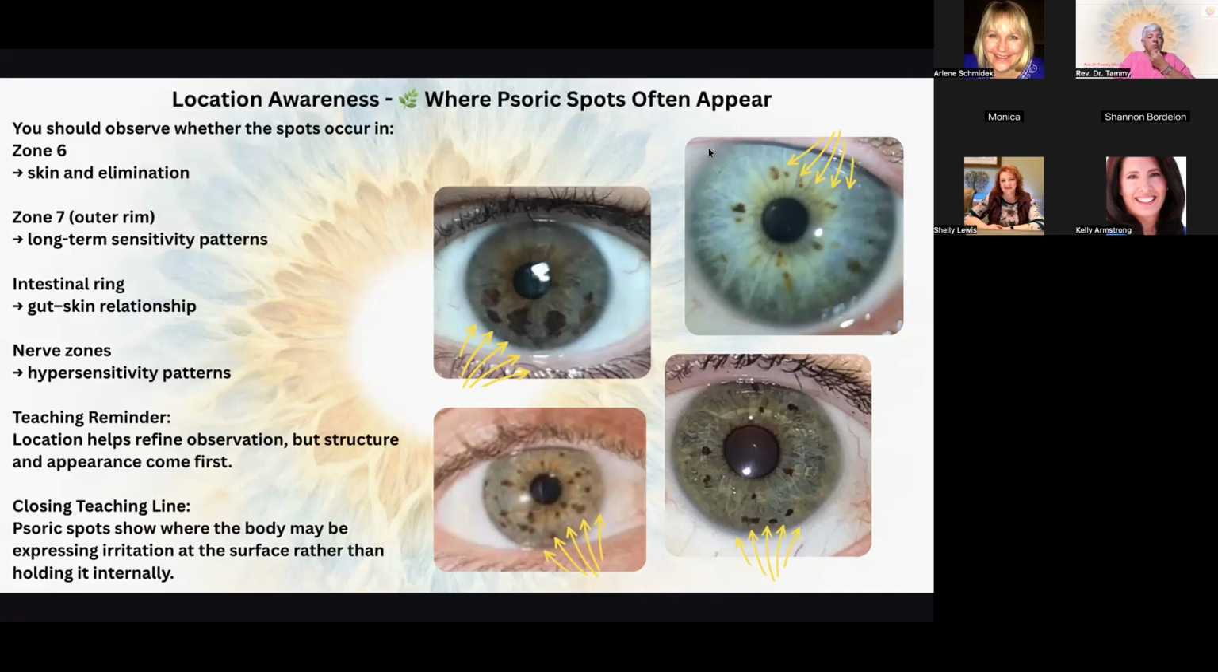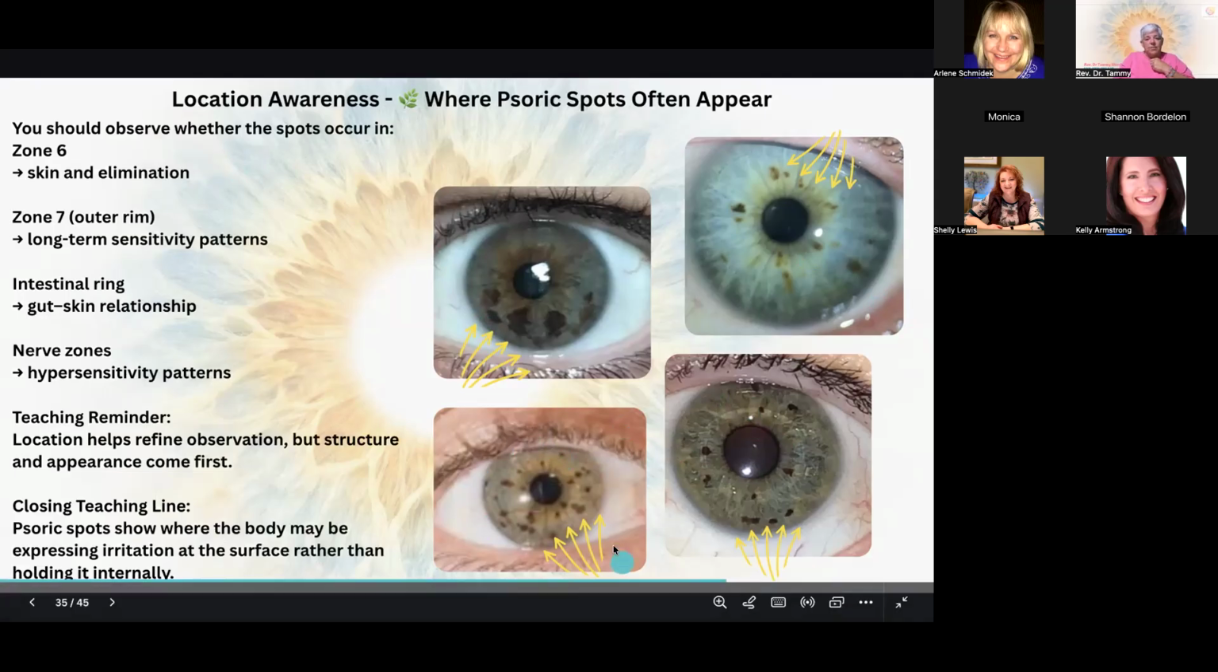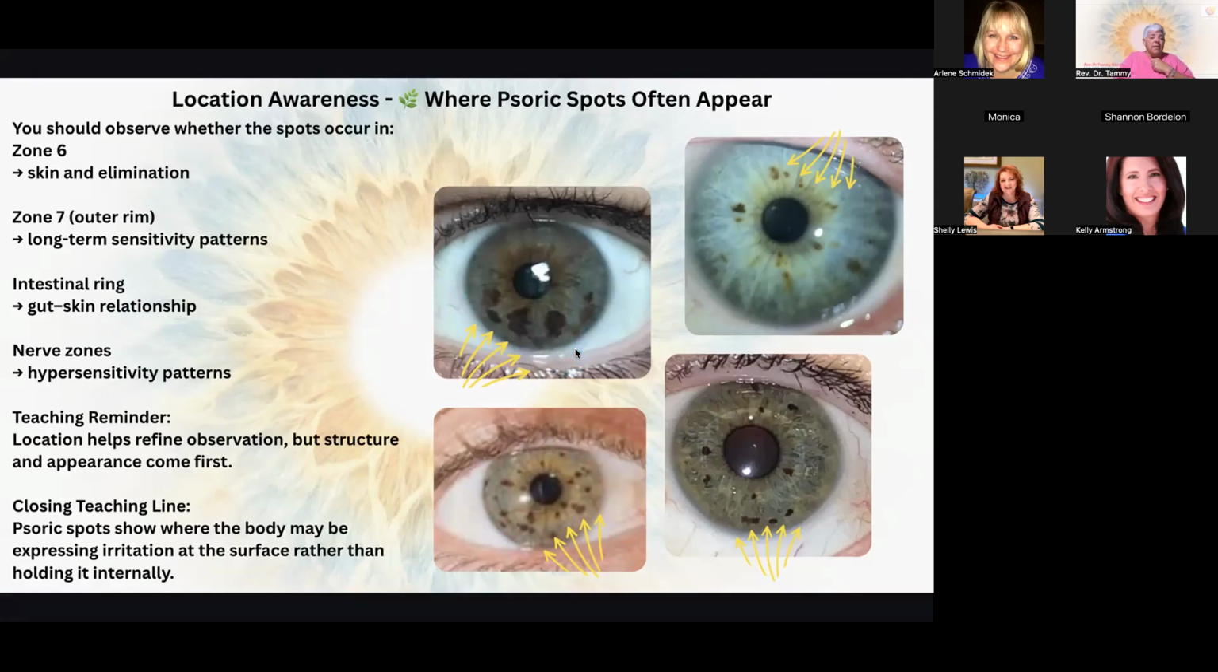So again, location awareness: where are they and how are they appearing? Which zone are they in? This one's got it in all zones. This one mainly has it in the lower part of the body, the lower region. Could be that this person has had some hormone things going on, or it could be that this was passed on to them. I don't remember this eye, honestly. It's probably one of my early ones.